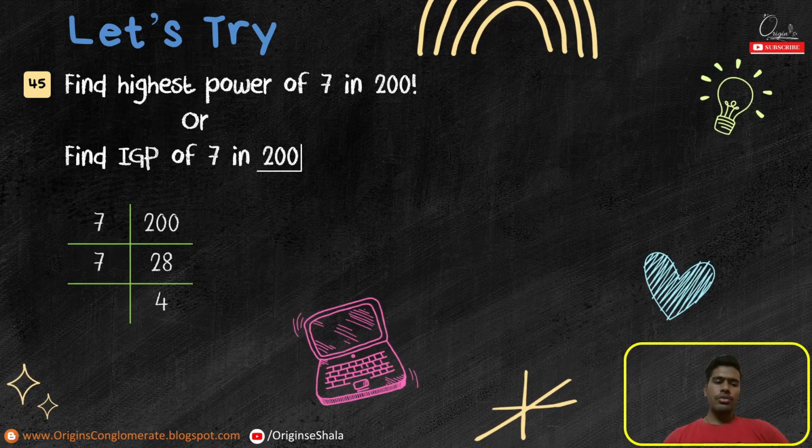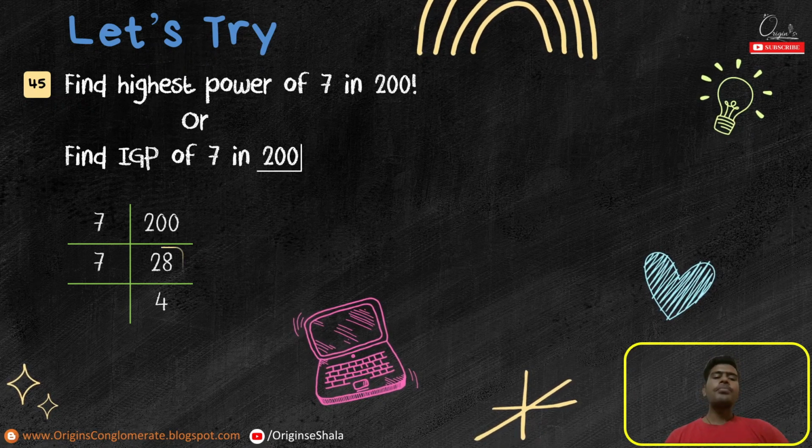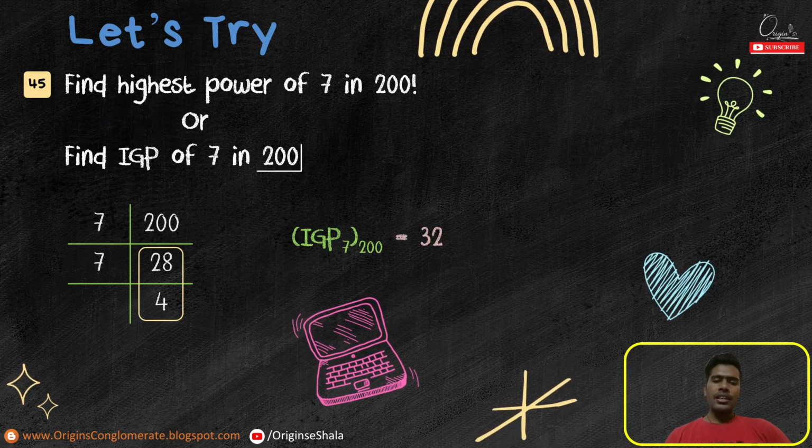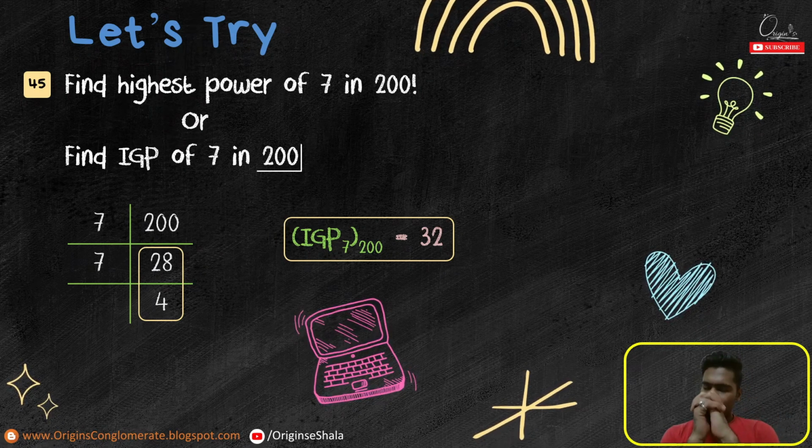So I just need to divide 200 by 7. I will get the quotient 28. I will again divide it by 7. I'll be left with 4. Now 4 is itself less than 7, so it cannot be divided further. I will stop my process there. And this 28 and 4, I will add up and I will get 32. So IGP of 7 in 200 factorial will be 32. Quite straightforward, right? Now here's the twist.